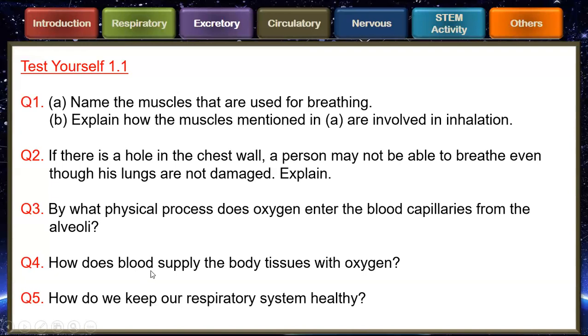Question number 4: how does blood supply the body tissues with oxygen? Remember the process of gas exchange. Just go back to that part and it will give you the idea. And question number 5: how do we keep our respiratory system healthy? We just learned it a few minutes ago. But for this part, you can answer with your own answers, because we can do a lot of things to keep our respiratory system healthy. Although I did not give them to you, you can list them down. Just give as many examples as you can. The more, the better.